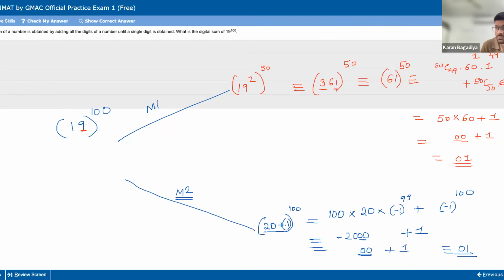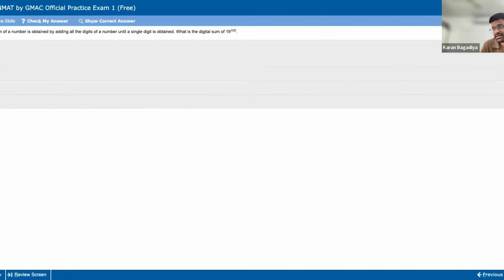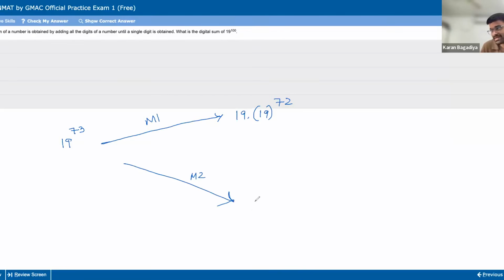Right? So now 19, let's take a separate thing, maybe raised to 73. How are you going to do it? I want you to try and use M1 again. What can I do? And now try and complete it. And M2, that didn't care, right? Whether the power was odd or even. And now you know, check whether both methods give the same answer.